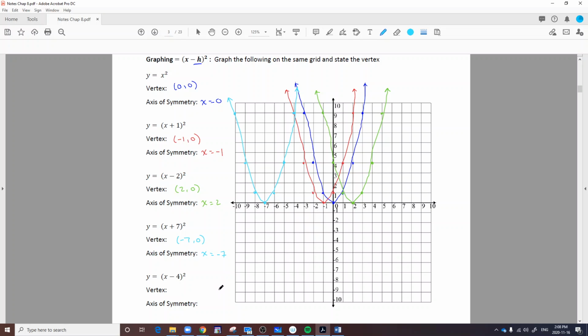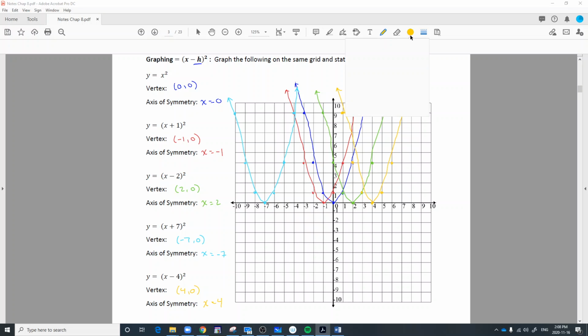Last one, maybe pause the video, give this one a go. Okay. Again, axis of symmetry, x equals 4. So I'm going to start my graph at 4, 0. Then I can put in my table of values. I could put in x is 5, solve for y, or I can know over 1, up 1, over 2, up 4, over 3, up 9. And I can do that the other way. And that is y equals x minus 4 all squared.